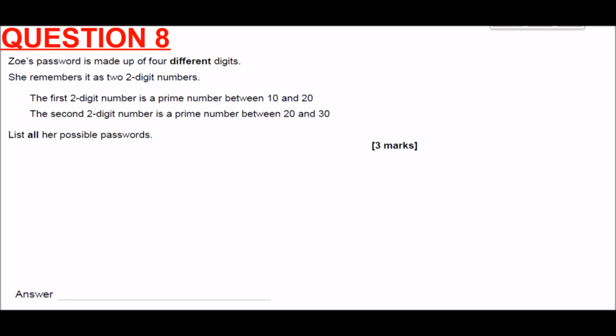Question 8, we're trying to work out Zoe's password, which I don't know is allowed in data protection regulation, but anyway. So it's made up of 4 different digits. She remembers it as 2 different 2-digit numbers. And so the first thing she says is that the first 2-digit number is a prime number between 10 and 20. So let's try and think about what this number could be. So it's a prime number between 10 and 20.